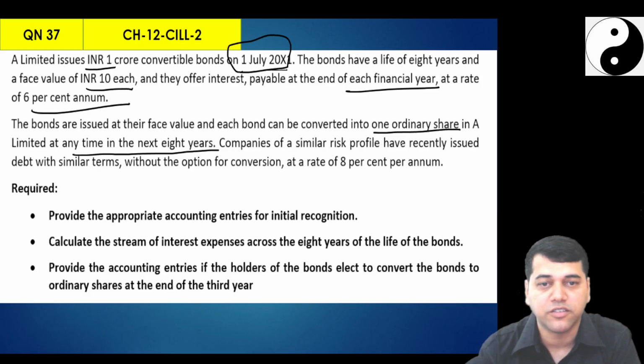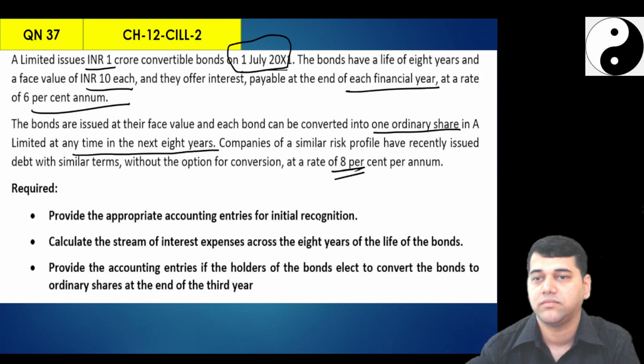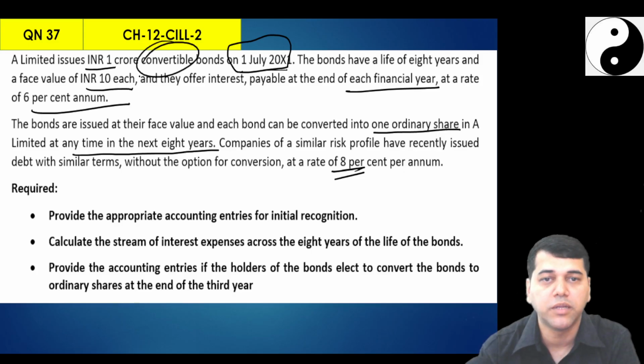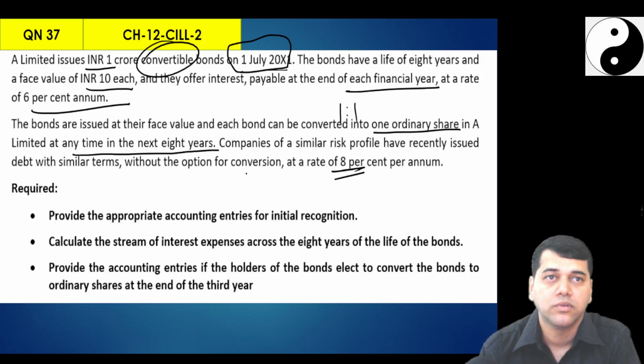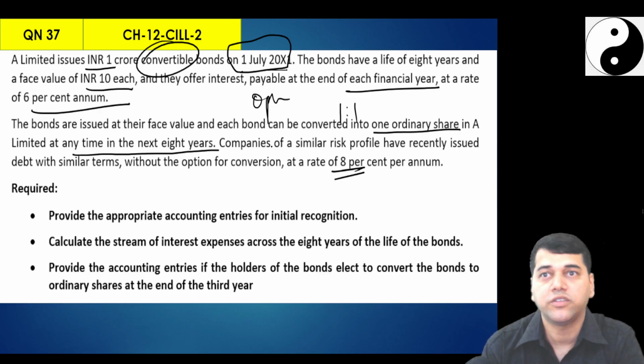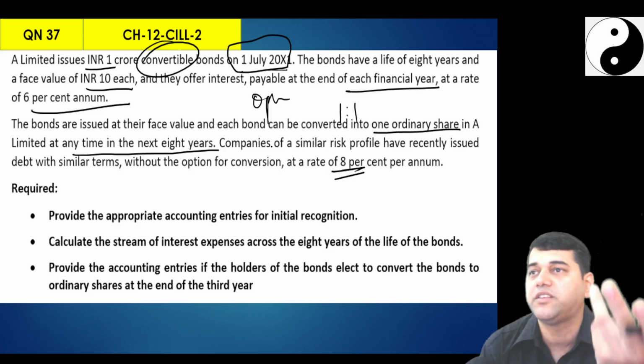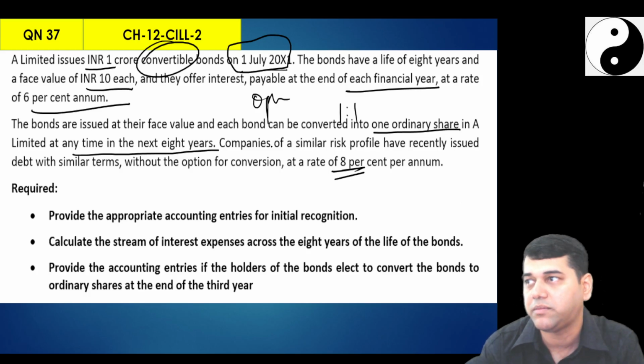Companies of a similar risk profile have recently issued debt at 8%. These are all convertible bonds. They can be converted 1:1. The question is totally silent. So what will you assume? This must be optionally convertible, because if it becomes compulsorily convertible, then the principal you cannot treat as a financial liability. So you have to treat it as optional.